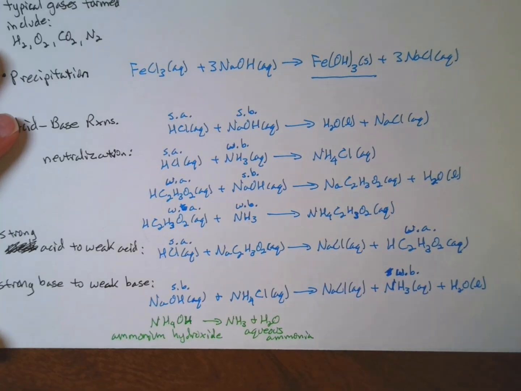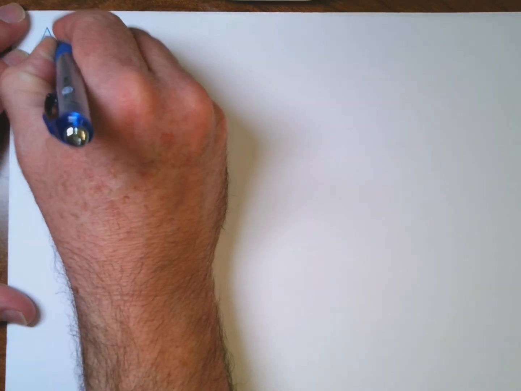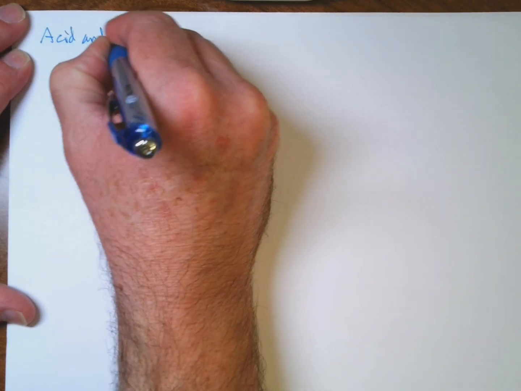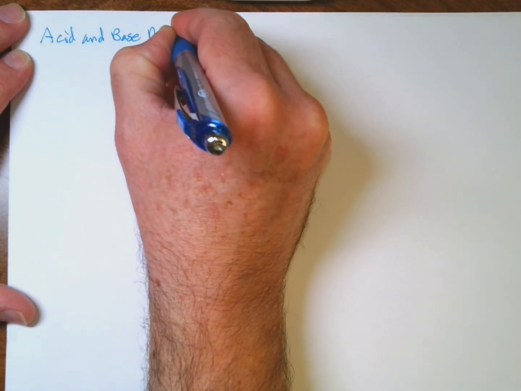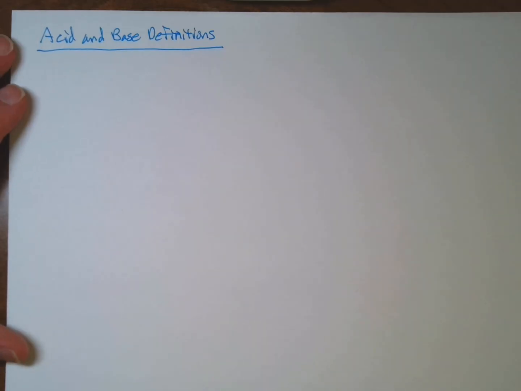Now I should take a little bit of time to actually talk about some aspects of acid-base reactions. Namely, maybe just go over some definitions of acids and bases, because it's not really a complete discussion if we don't talk about acid-base definitions. Acid and base definitions. I realize I'm writing in blue. I want it to be writing in black.